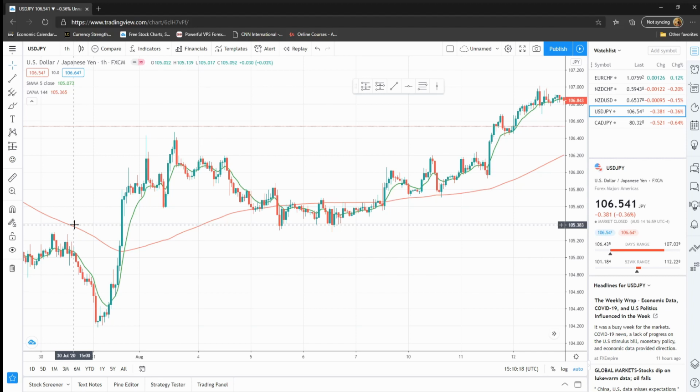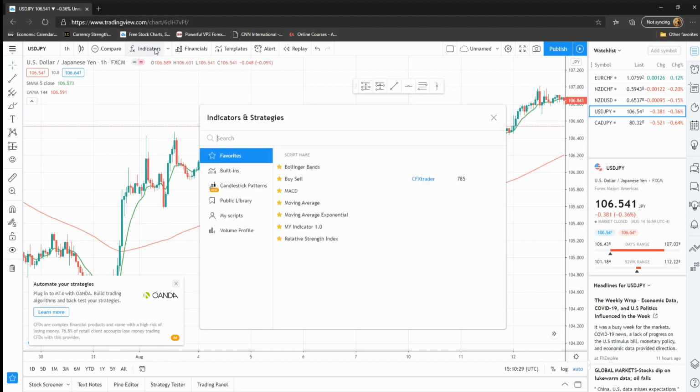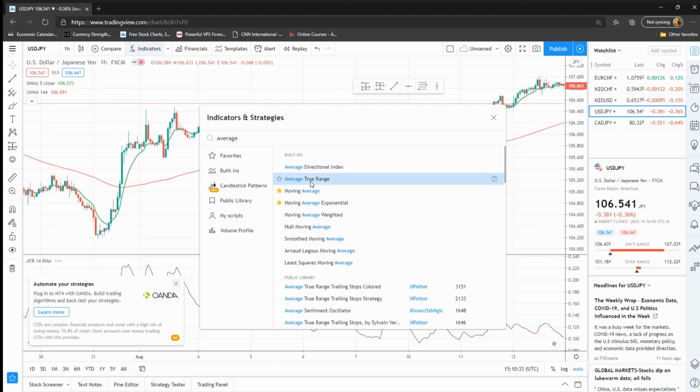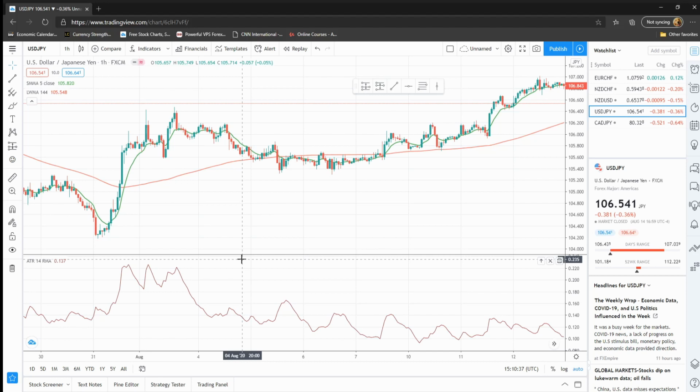Now we are at the hourly time frame, and next indicator that we are going to put in is the average true range. How to put it in? Just go to your indicators and search for the average true range. Okay, we have everything set up and we will be using the default setting, which is the 14 period, and we don't amend anything, just let it be.